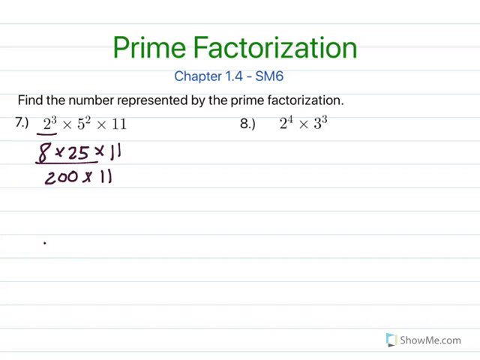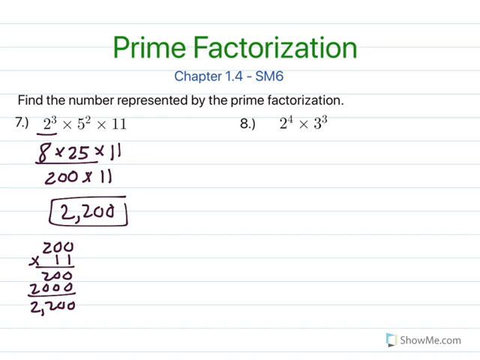And then I can just do 200 times 11, and I get 200, and then 200, so I get 2,200. So this is 2,200. That would be the number represented by 2 to the third power times 5 to the second power times 11. So look at number 8.